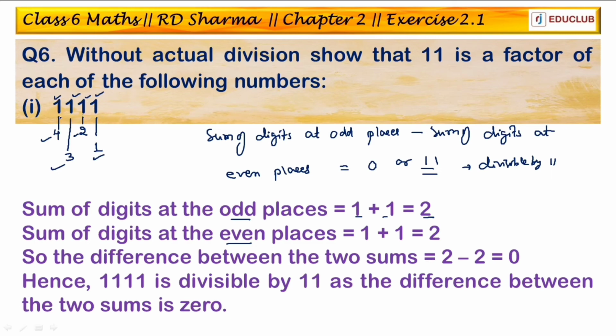The digits are 1 and 1. Sum of the digits is 1 plus 1 is equal to 2. Now the difference we need to find. Difference: 2 minus 2 is equal to 0. If the difference is 0 or a multiple of 11, then the number is divisible by 11. Here 0 is the difference, so we can say 1111 is divisible by 11.